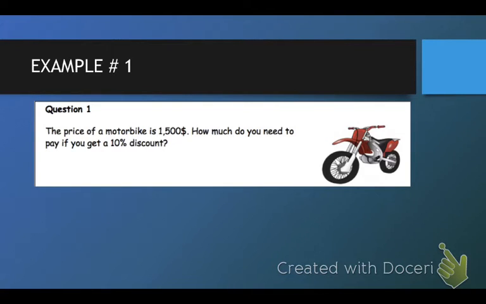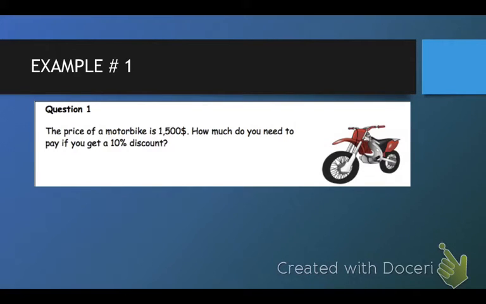Here's example number 1. The price of a motorbike is $1,500. How much do you need to pay if you get a 10% discount? So there's a couple things in here. This is a two-step problem. It is not asking you how much the discount is. It wants to know the price after the discount.